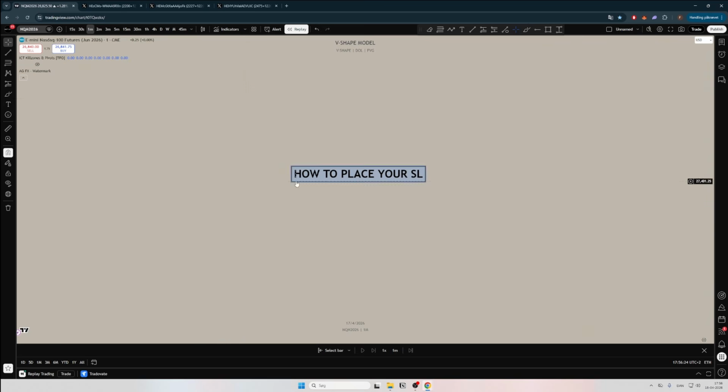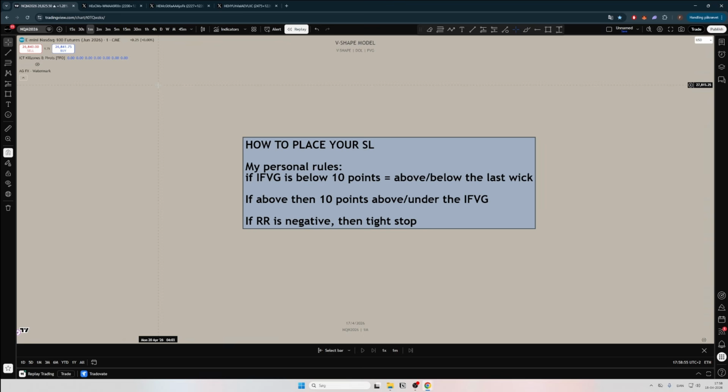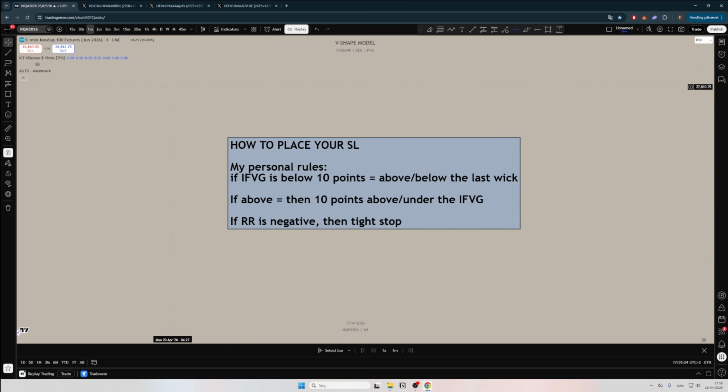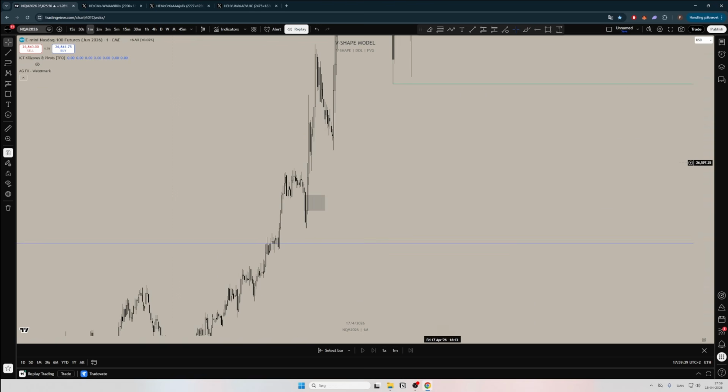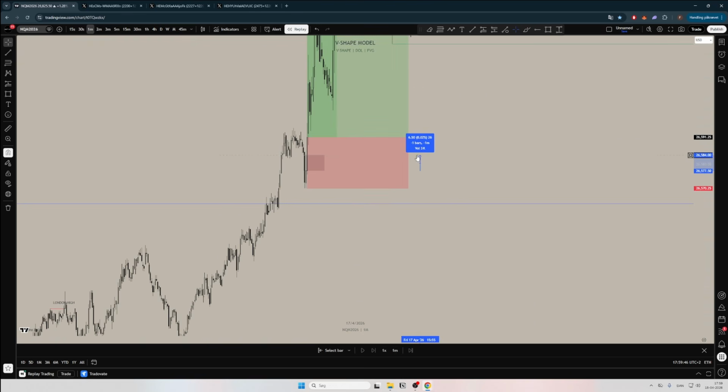How to place your stop loss. Okay, so my personal rule for placing my stop loss is: if the inversion fair value gap is below 10 points, then I'll place it above/below the last wick. And if the inversion fair value gap is above 10 points, then I'll place it 10 points above/under the inversion fair value gap. An example is this one. You can see the inversion fair value gap was 6.5 points.